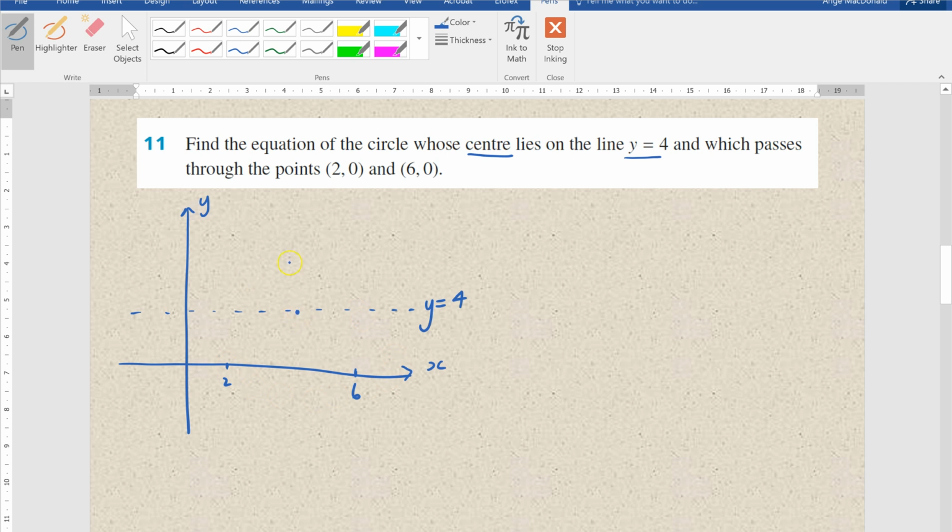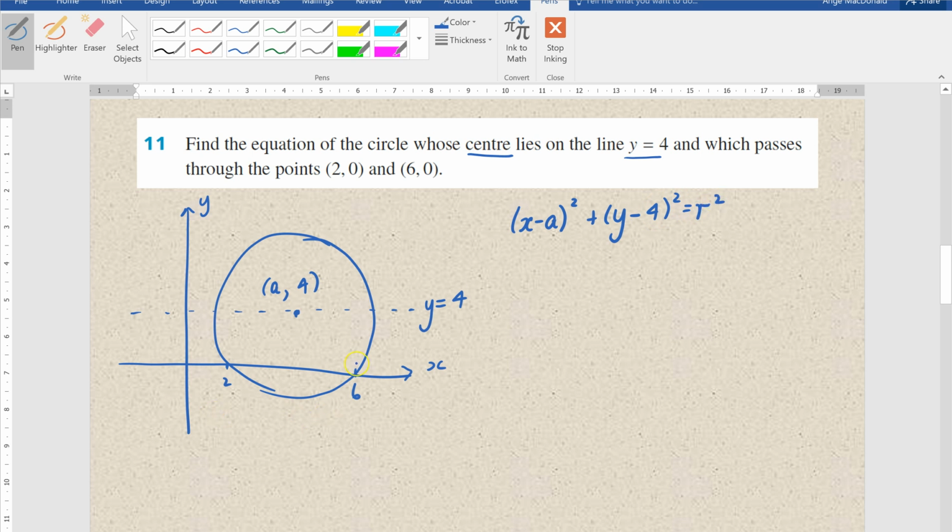I'm thinking maybe it would look a little bit like this. Okay, and I don't know the whole centre. I don't know the x value, but I do know the y value. The y value is going to be 4. It has to be, because it says it lies on that line. Okay, so again, let's put down what do we have. Well, I haven't got much of this bit here. It's just (x − a)². But I do know this bit is (y − 4)².